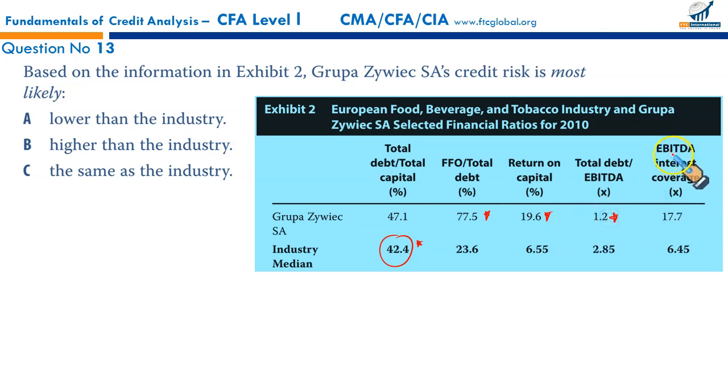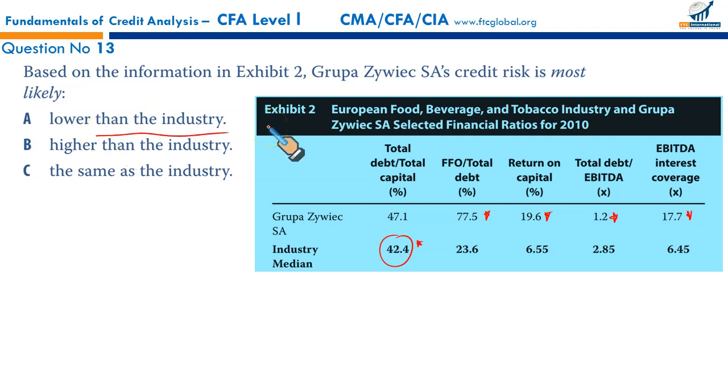And finally, EBITDA interest coverage, much better than the industry, almost 3 times better. So what can we now conclude based on the information in Exhibit 2? Group A credit risk is most likely lower than the industry average.